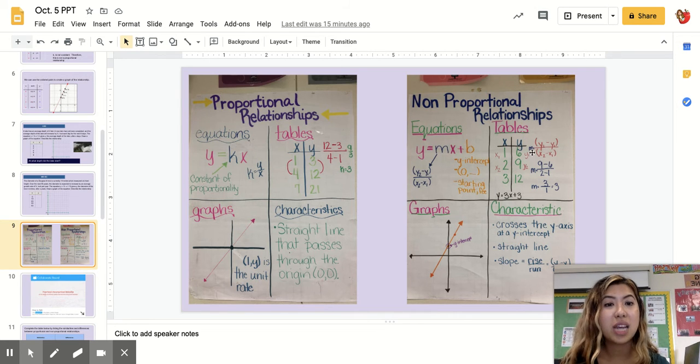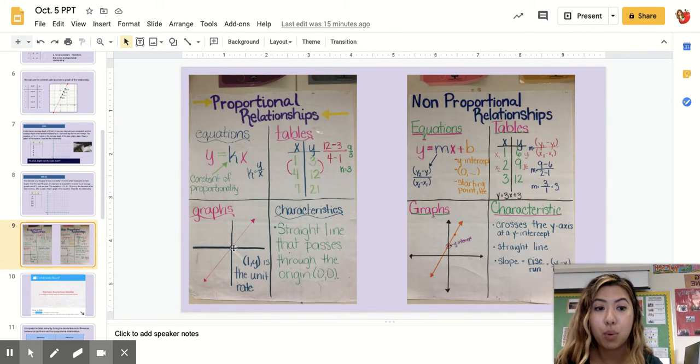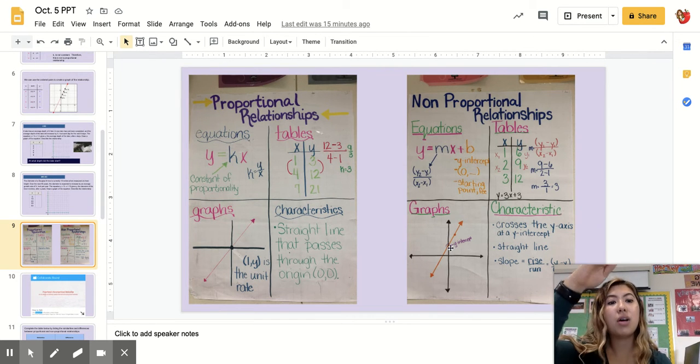Then for the tables, we fill it out in the same way. The graphs look pretty similar. As you can see, there's straight lines, except for the graph of proportional relationships, it goes through the origin. It cuts through that center, that point 0, comma 0. But for non-proportional relationships, it is either above or below the origin, but it's still a straight line.